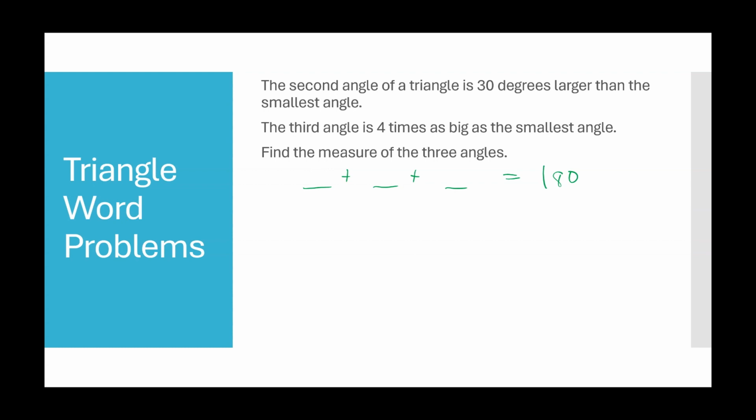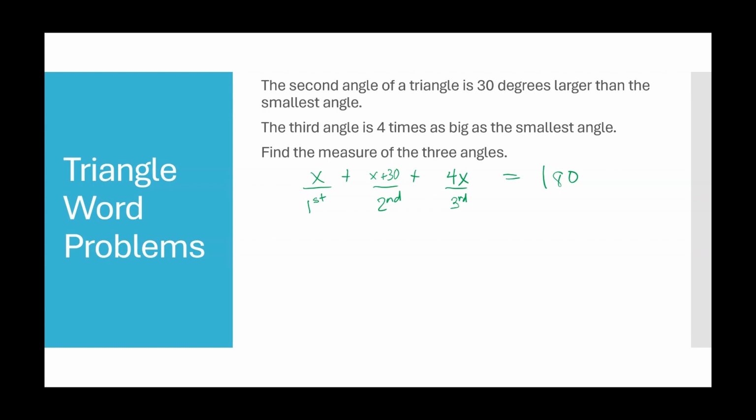The second angle of a triangle, we'll call this the second one, is 30 degrees larger than the smallest angle. We'll say that the smallest is the first. So it's 30 more than the smallest. Let's just say that the smallest is x. Then this one is going to be x plus 30. Now I'm on to my next sentence. The third angle, we'll say that's this one, is 4 times as big as the smallest angle. So my smallest angle is x, which means I'm going to go 4 times x to find my third angle.